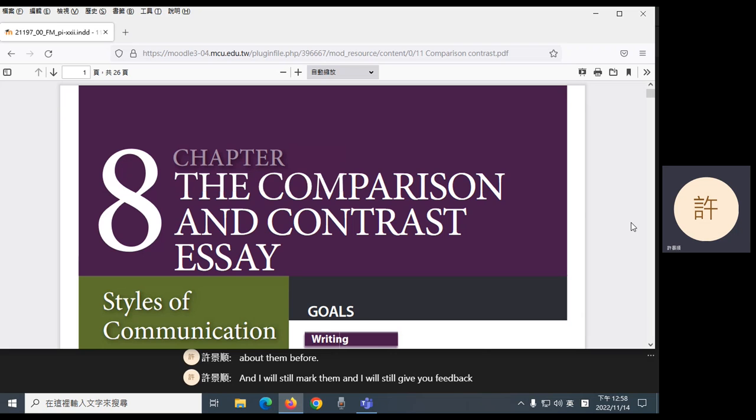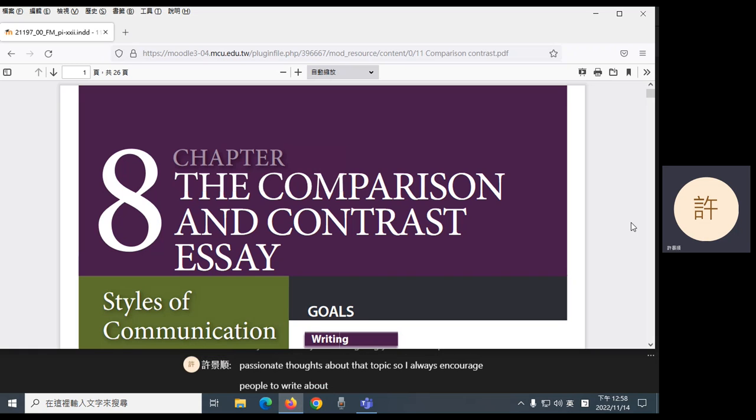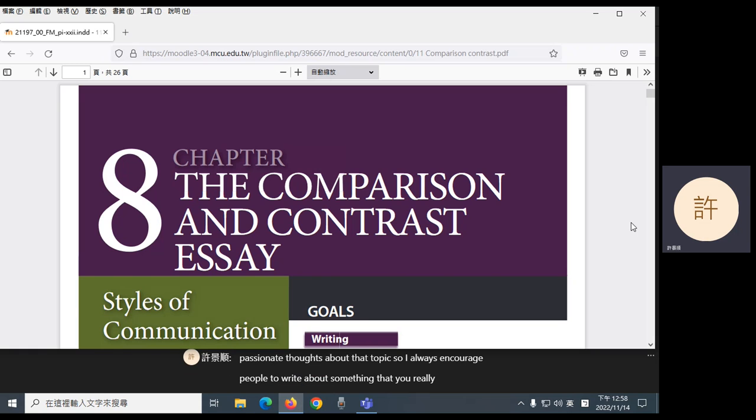But I feel like in some ways it's kind of a pity, 有点可惜, right? You're not practicing on something that you really care about. You're not giving your own deepest, most passionate thoughts about that topic. So I always encourage people to write about something that you really do care about and you do want to share with the reader.